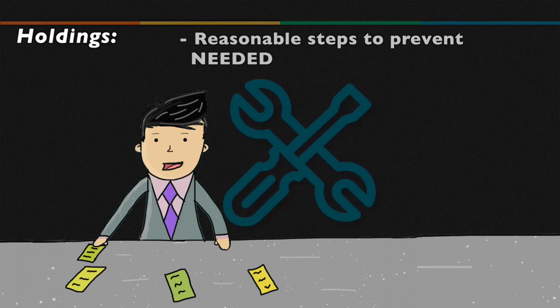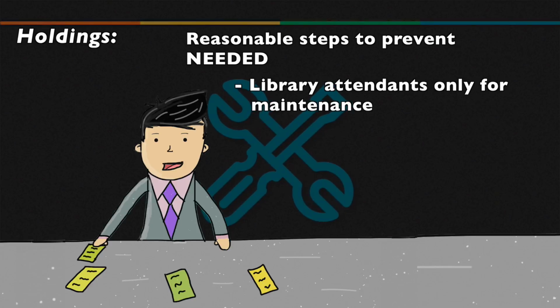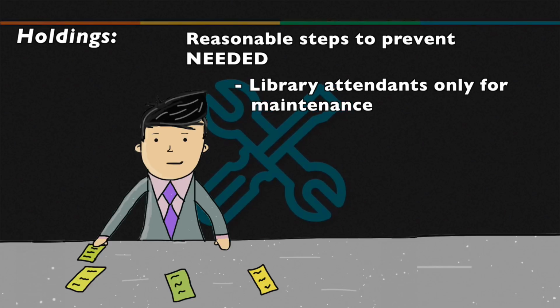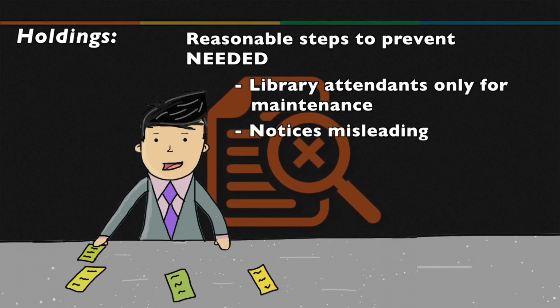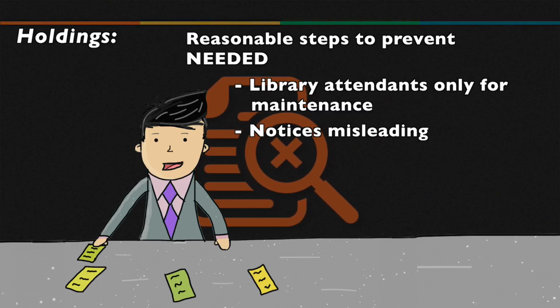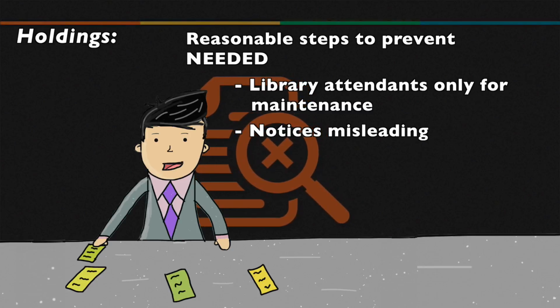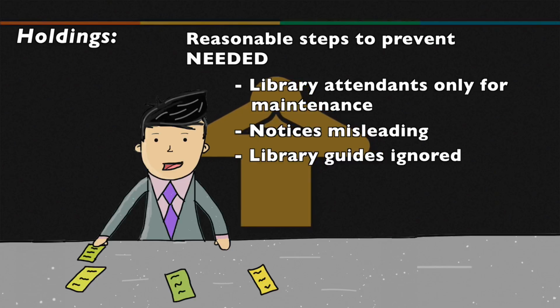It was found that the university had employed library attendants, but that these attendants did not supervise the materials photocopied, and only had duties regarding the maintenance of the machines. Additionally, the notices placed near the machines were found to have contained irrelevant sections of the Copyright Act, and were ultimately misleading. It was also noted that the relevant sections of the library guides issued were likely to be ignored by many of the users.